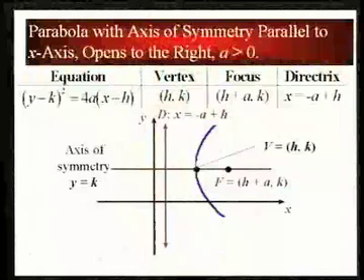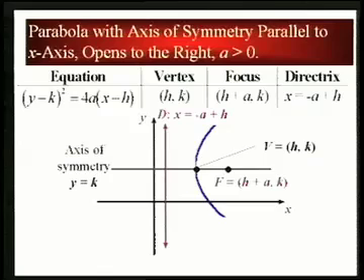Suppose that we have a parabola whose axis of symmetry is parallel to the x-axis and opens to the right. The equation of the parabola would be y minus k squared equals 4a times x minus h. We can see in that form that we've taken h and subtracted it from x. That causes me to shift h units to the right. Then I take k and subtract that from the y value. That would cause me to shift up k units if k is positive, and down k units if k is negative.